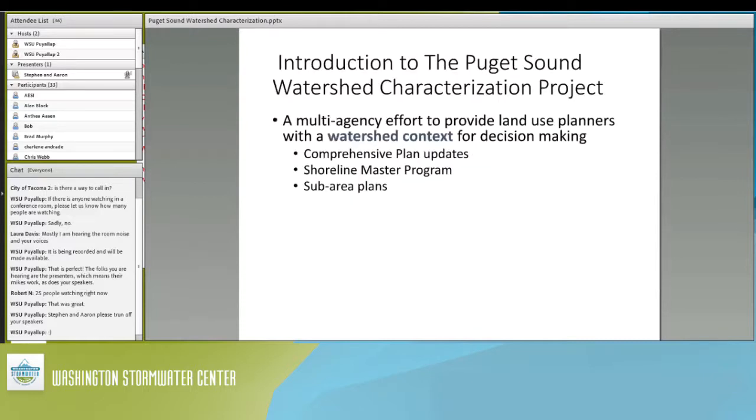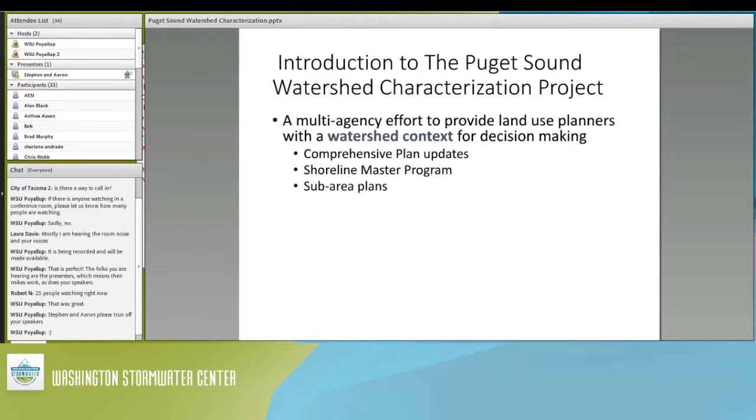So the characterization project started over 10 years ago. I worked as a watershed biologist, ecologist at Ecology, and I noticed in particular that in examining mitigation projects for wetlands and streams, in many cases there wasn't as much success as we saw in mitigating for functions and repairing damage that might occur or had occurred previously by development.